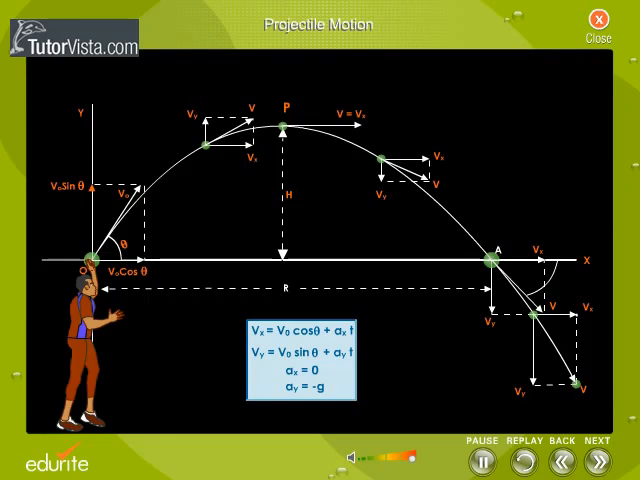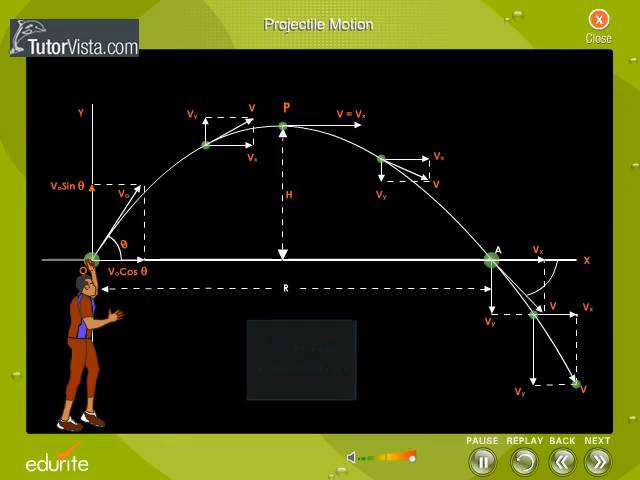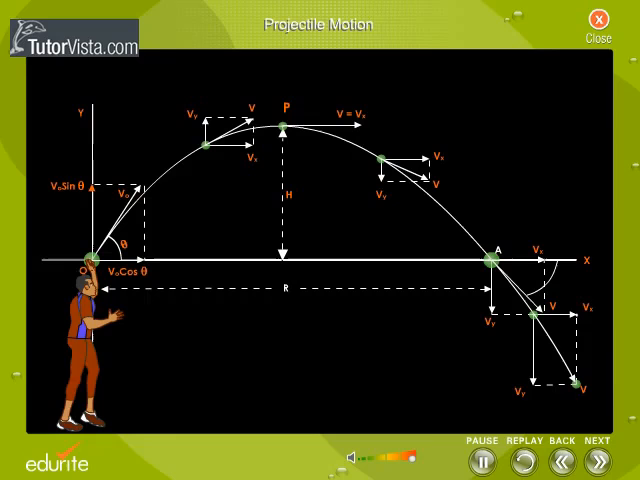Substituting the values of ax and ay in equations 1 and 2 respectively, we get, that is, the vertical component of velocity changes with time and at the highest point Vy becomes 0. Let us now find out the resultant velocity of the projectile at any instant.